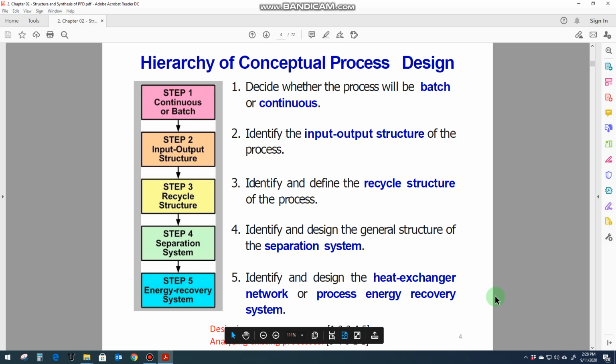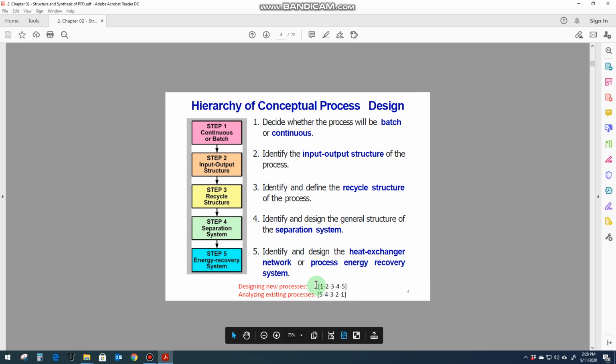Then number five, identify and design the heat exchanger network or process energy recovery system. Okay, so any process is based on the energy that we are feeding to the process. Some processes need less energy, but some processes need more energy. So we are supposed to develop a process that can utilize the minimum energy while maximizing the product. Okay, now designing new processes.